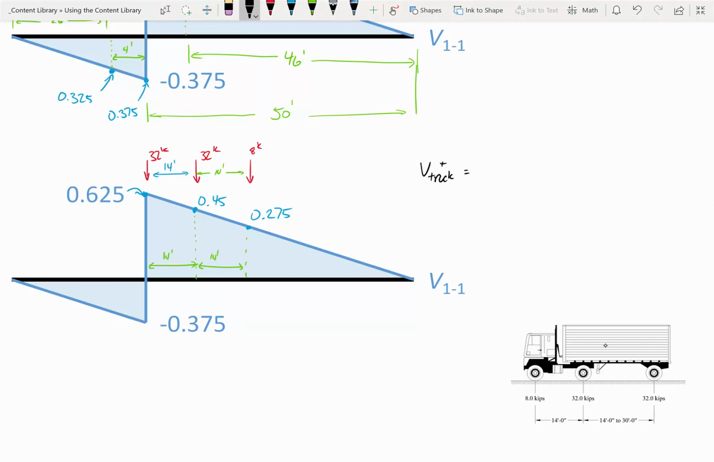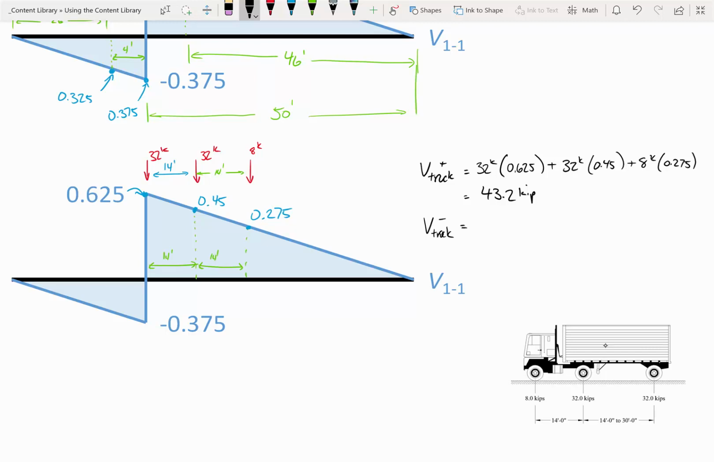If you want to determine maximum truck shear, so V truck positive, what are you going to get? You're going to get 32 kips times 0.625 plus 32 kips times 0.45 plus 8 kips times 0.275. And so when you chug that out, you get a value of 43.2 kips. And that's the maximum shear that you could generate with that truck. So if that truck's moving across the bridge, that's the maximum positive shear you could get at our point of interest.